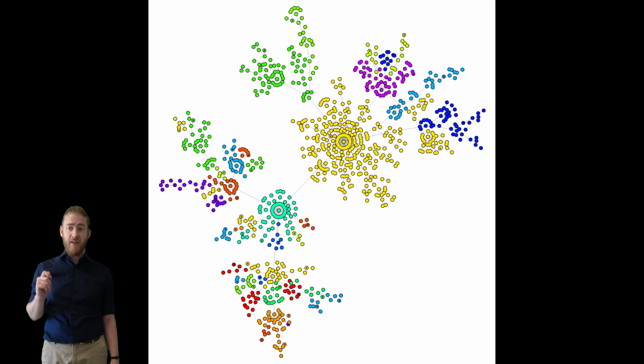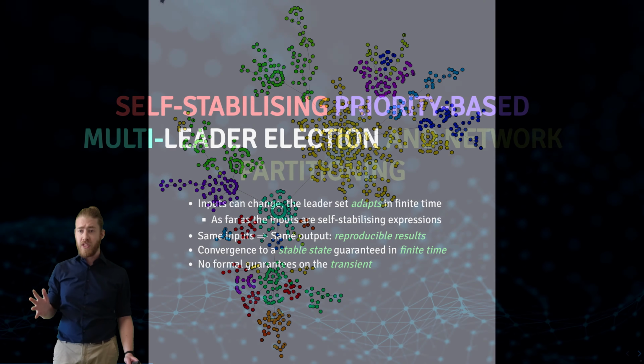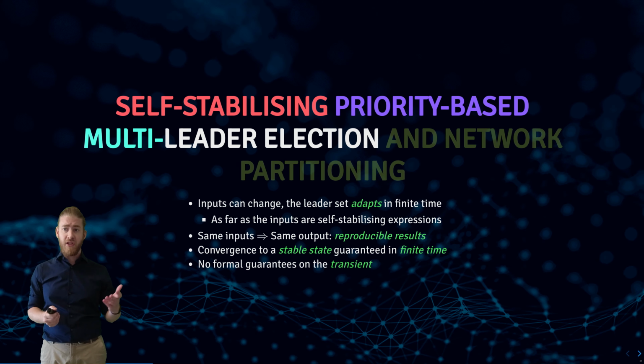Imagine trying to coordinate activities within a partition that's continuously disrupted. You just can't do it. And this is why we want our algorithm to be self-stabilizing. It does not imply that this is perfect. In particular, self-stabilization tells us nothing about the duration and the quality of the transitory. But it's the necessary property that we want.